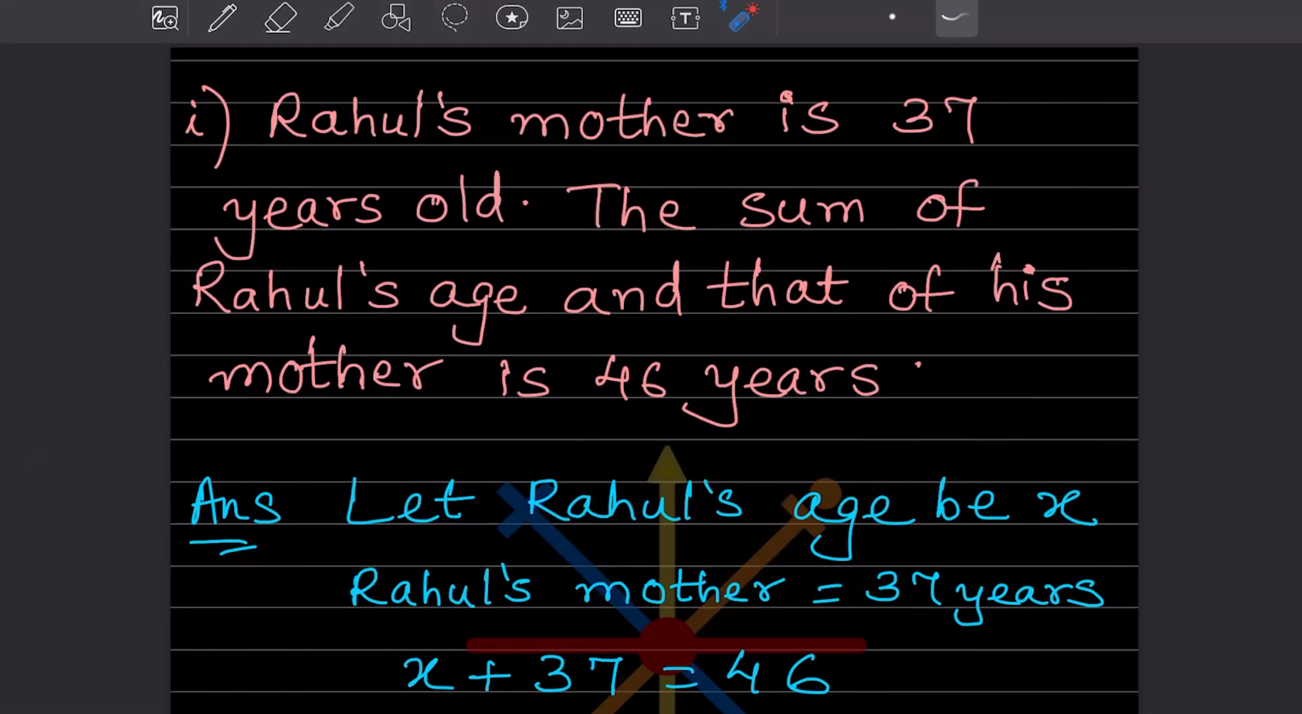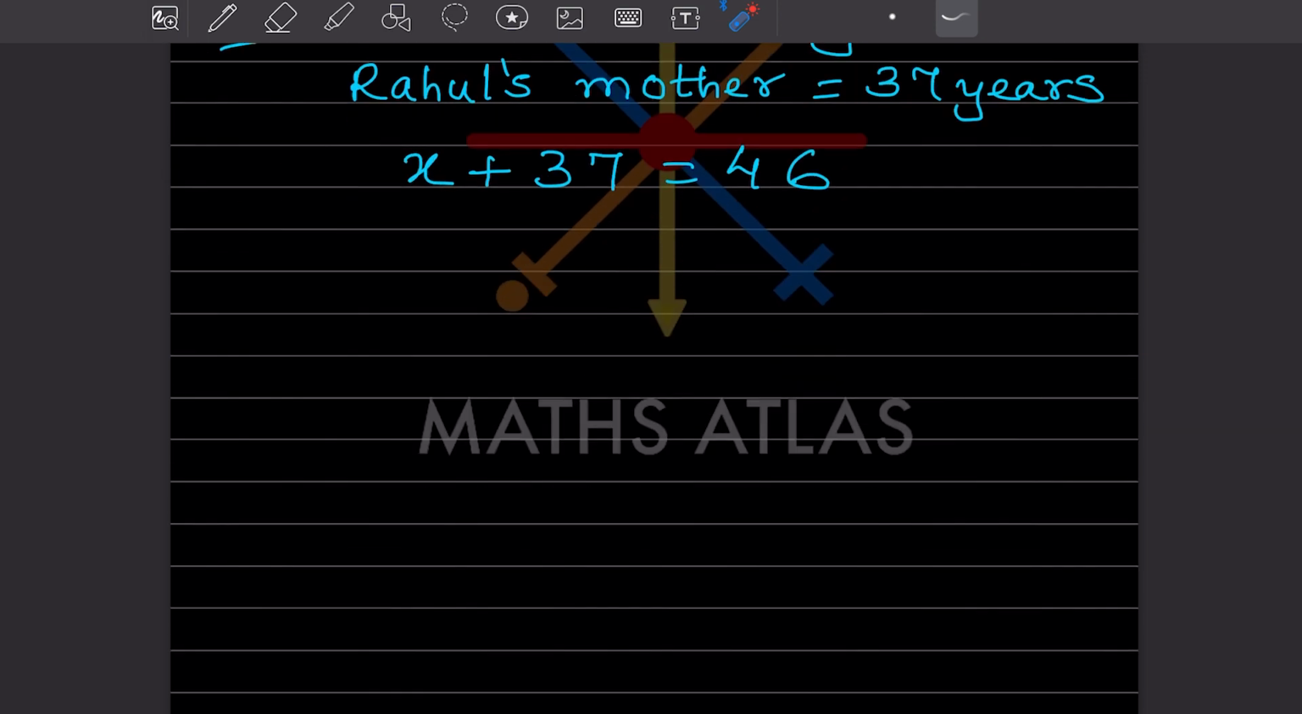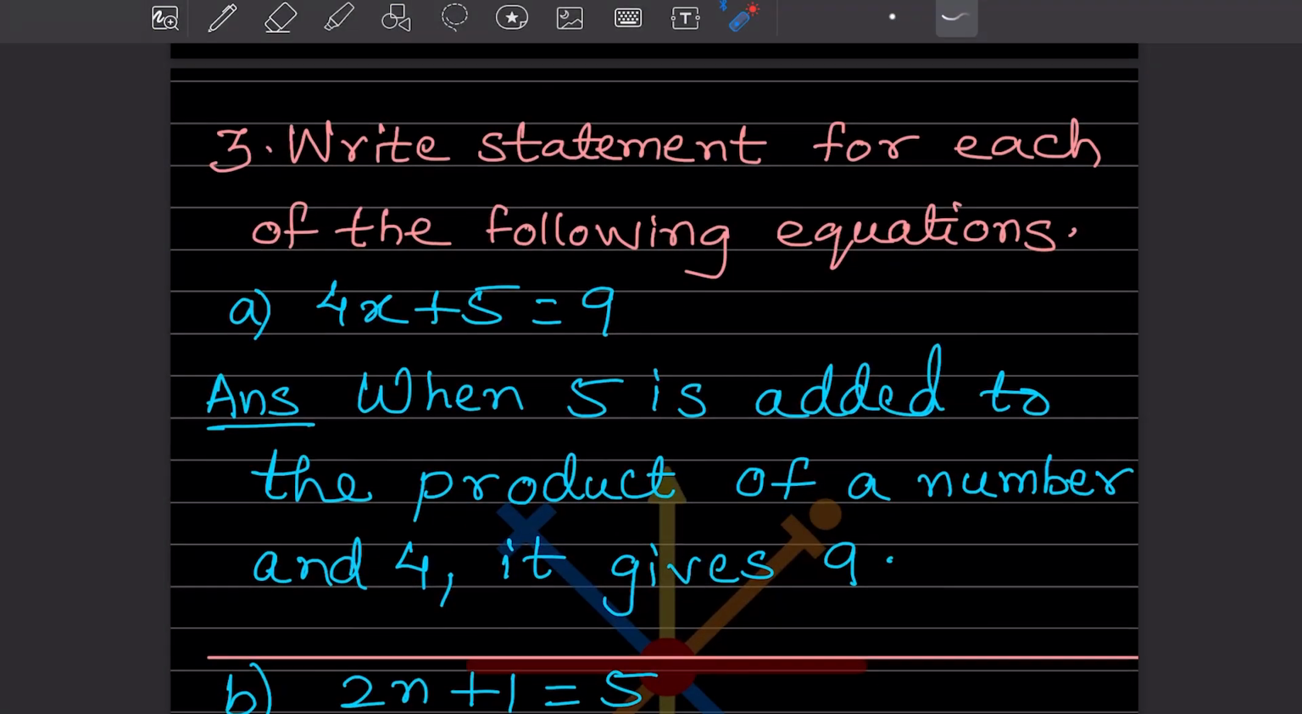Now, in the next case, they said Rahul's mother is 37 years old, and the sum of Rahul's age and that of his mother is 46 years. So first thing, what are we going to do? We will write here, we don't know Rahul's age, right? So Rahul's age is X, okay? So mother's age is given, that is 37 years, we just wrote it over here. Now look at this sentence, the sum means plus, of Rahul's age and that of his mother. So this is Rahul's age and this is mother, so sum means we are going to add it, and is equal to means that is 46. So here we don't have to solve, only write the equation, okay?